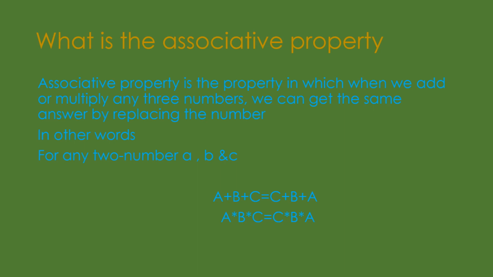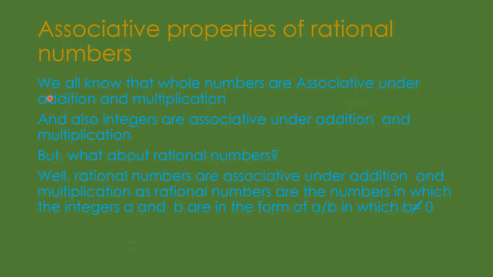Okay, let's go to rational numbers. Associative properties of rational numbers. We all know that whole numbers are associative under addition and multiplication, and also integers are associative under addition and multiplication. Now what about rational numbers? Well, rational numbers are associative under addition and multiplication, as rational numbers are the numbers in which the integers a and b are in the form of a by b, in which b is not equal to 0.